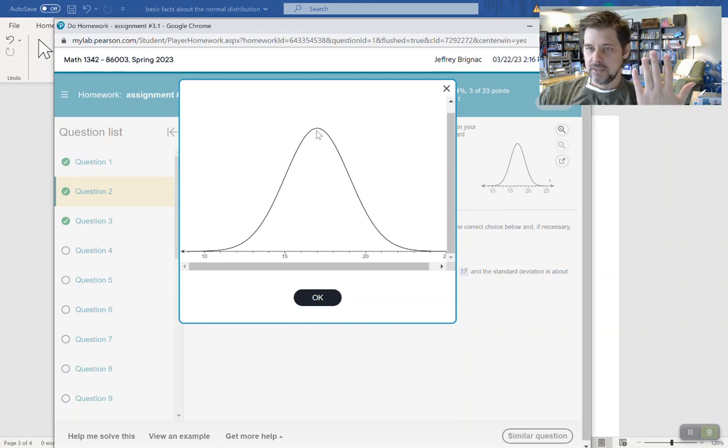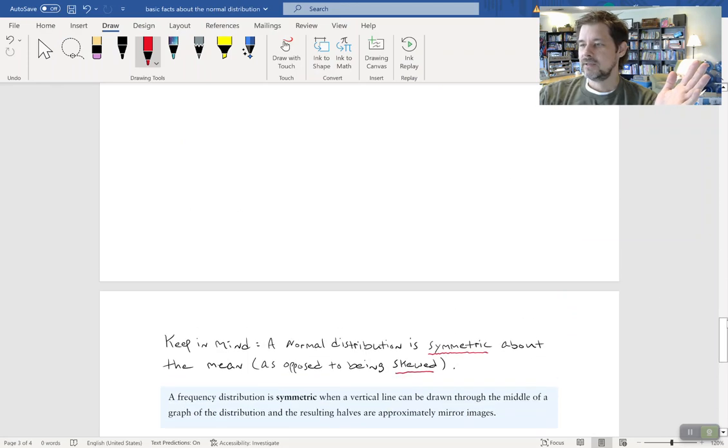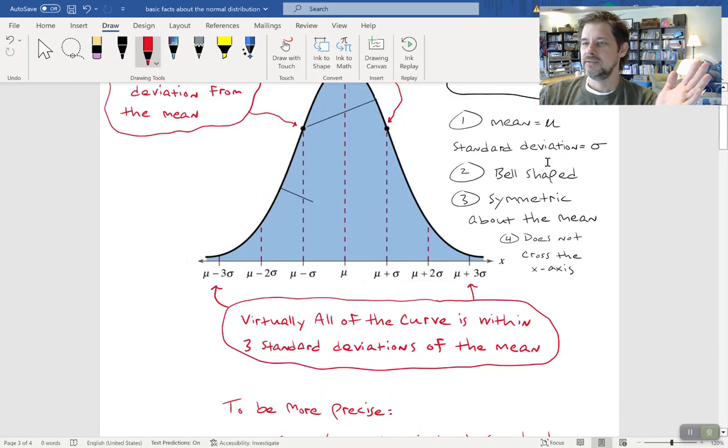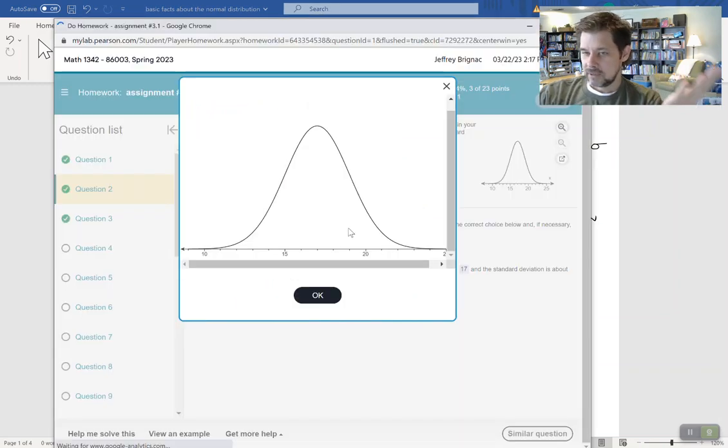Like here's the middle, and it looks the same on each side of that, so it's symmetric about the mean. And then I'm taking the inflection points here and here. So it doesn't seem to cross the x-axis. I don't see the curve going underneath the x-axis. So mentally I'm going through this checklist: is it bell-shaped, is it symmetric, does it not cross the x-axis, and so on. So yeah, I can agree with all those things.